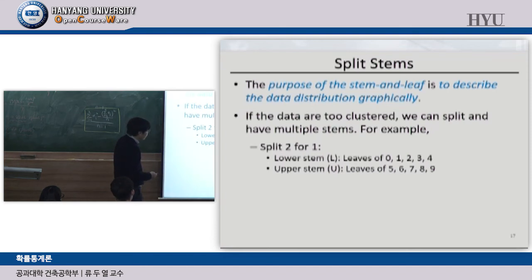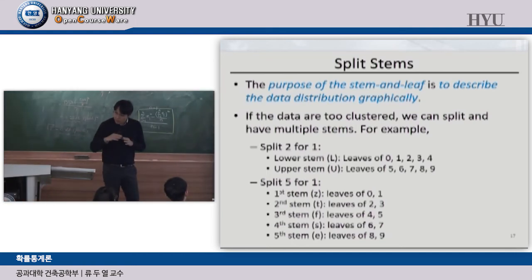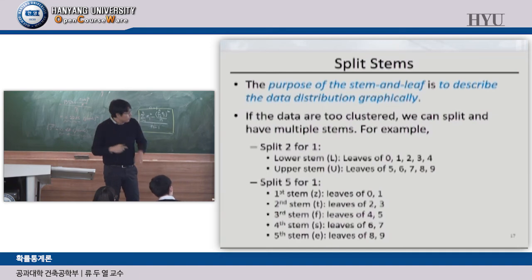And for the case of the upper stem, the values of the leaves will be 5, 6, 7, 8, 9. Okay? We can split the stem into two parts. And also, sometimes we need to split the stem into 5 parts. Okay? If the data points are too clustered, we need to split the stems to effectively see the data points.